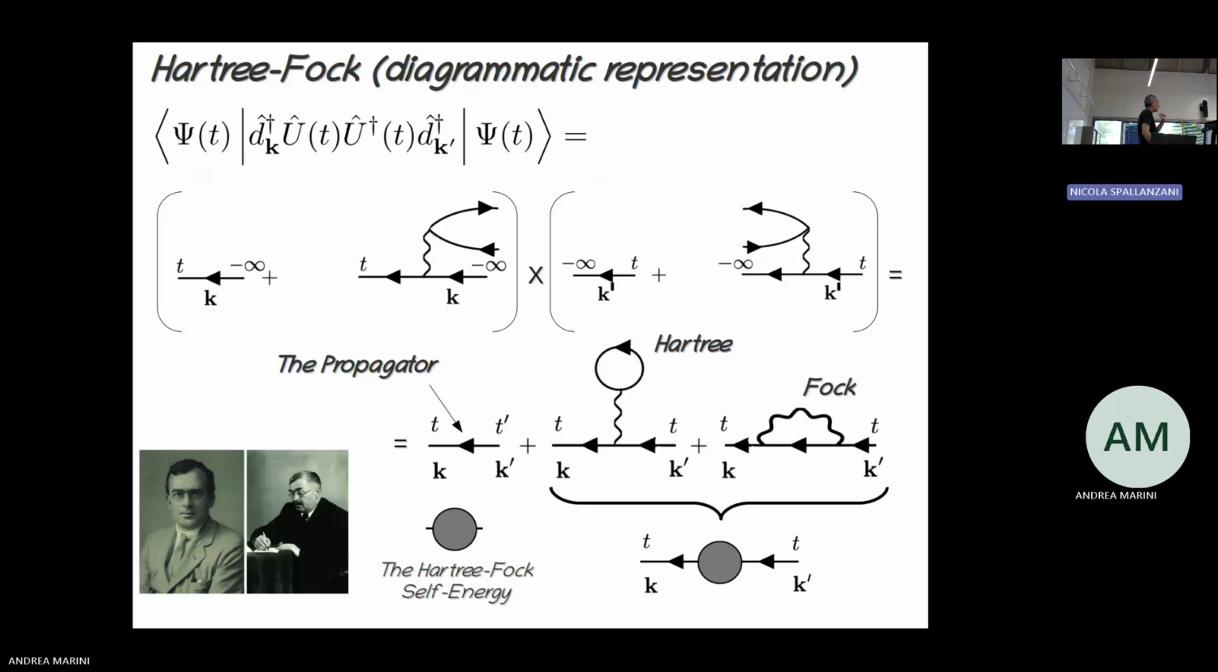What is the difference from Lippmann-Schwinger? That V now turns into a non-local space and time object. This is the self-energy. And the lowest order is Hartree-Fock. That is, in the case of Hartree-Fock, time independent.